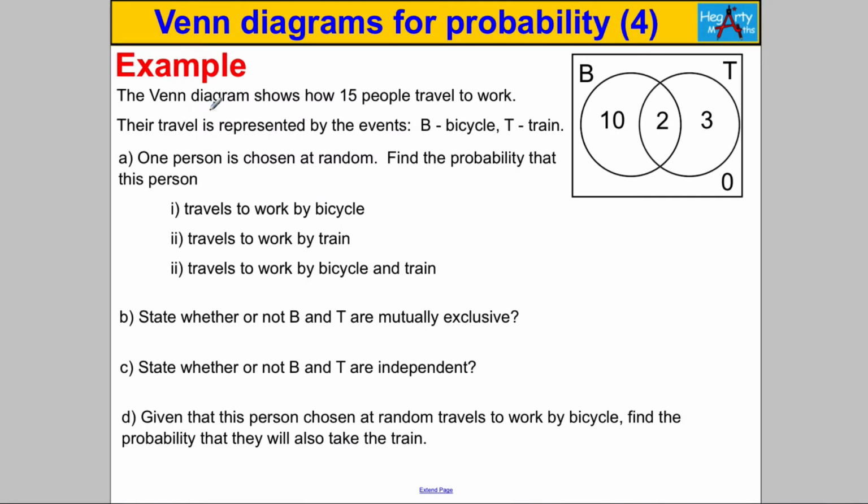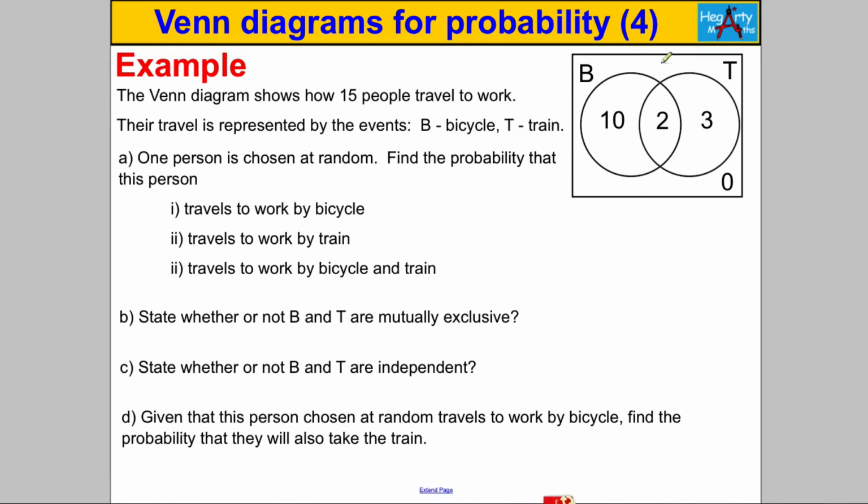Okay, next question. Pause the video, have a go. Okay, so here we're told we've got 15 people travelling to work, and they either are travelling by bicycle, train, or some combination. Part A, one person is chosen at random. Find the probability that this person travels to work by bicycle.